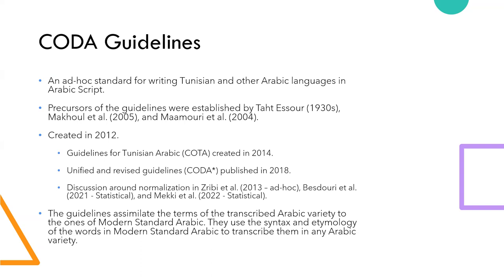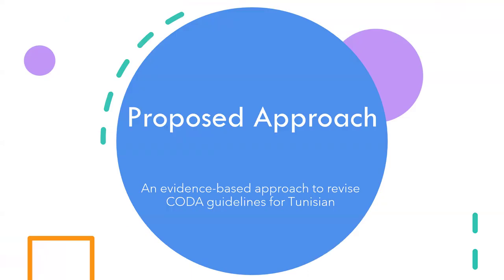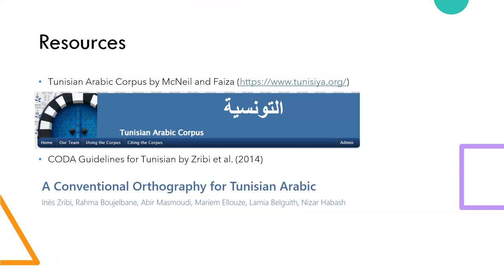To make it short and to define what the CODA guidelines are, the guidelines assimilate the transcribed Arabic varieties to Modern Standard Arabic. They use the syntax and the etymology of the words in Modern Standard Arabic to transcribe them in any Arabic variety. They check the similarity between words in Modern Standard Arabic and in the Arabic dialect or language, and they use that similarity to transcribe words. This causes many problems, including the need to learn Modern Standard Arabic to annotate text using CODA guidelines, the lack of adaptation for daily use, and the risk of inconsistencies between Modern Standard Arabic and other Arabic varieties. So we propose to solve these problems. To do that, we use the CODA guidelines as published by Zribi et al. and other people as well.